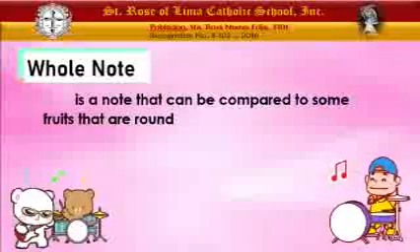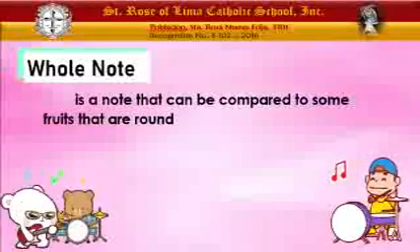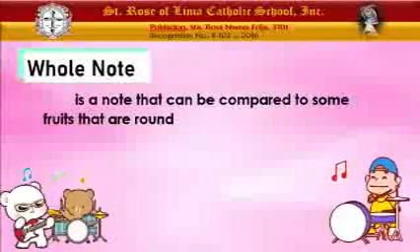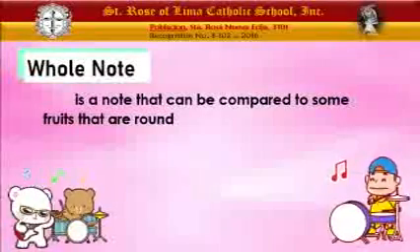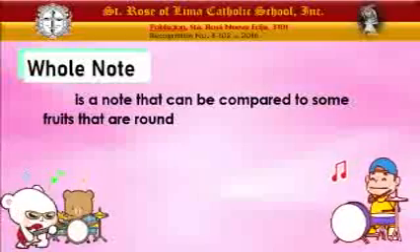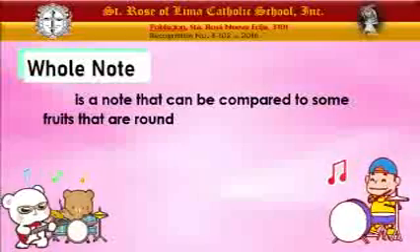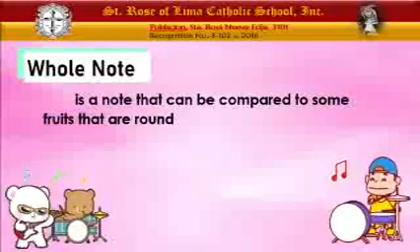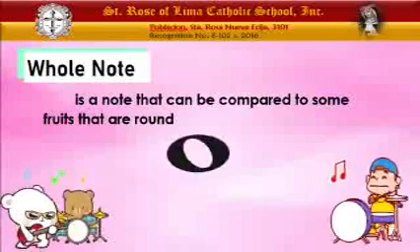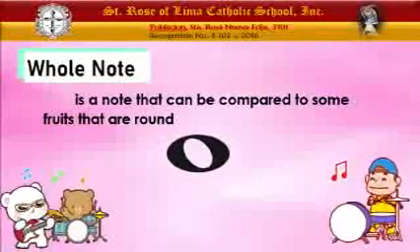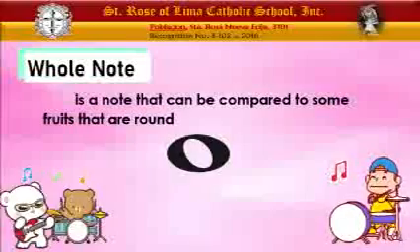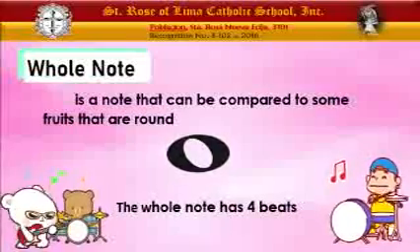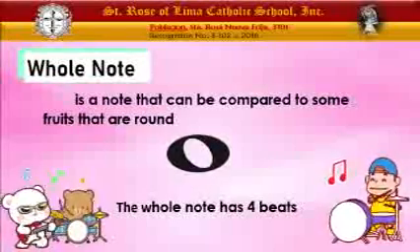A whole note is a note that can be compared to some fruits that are round. What are the fruits that are round? Just like the apple, watermelon, and orange. Those fruits are round. So the whole note is just like those fruits, and this is the whole note. As you can see, the whole note is round. And the whole note has 4 beats. Again, the whole note has 4 beats.